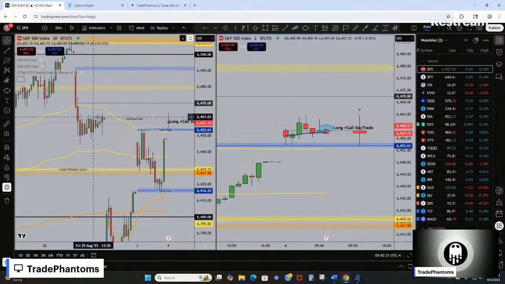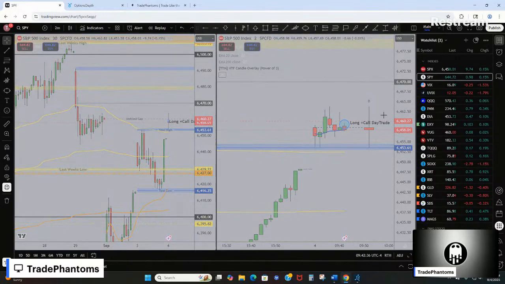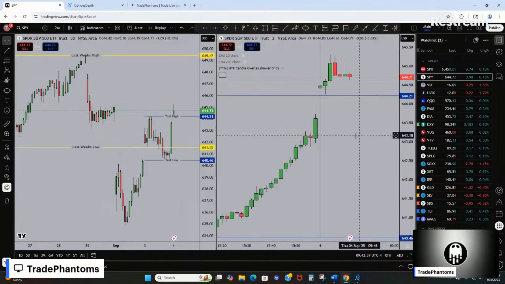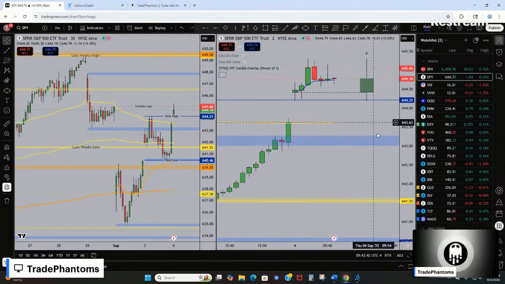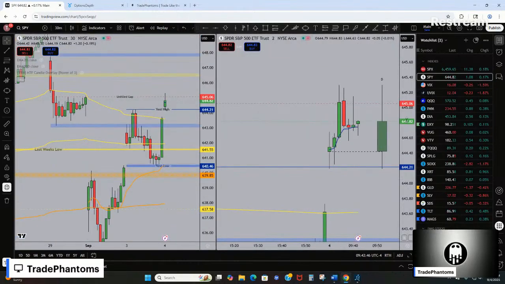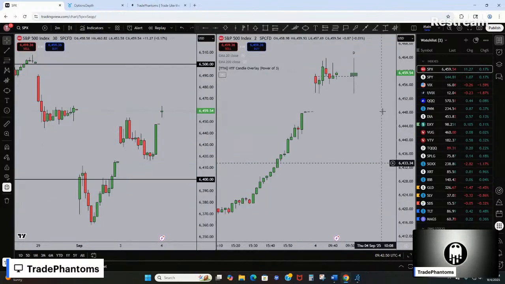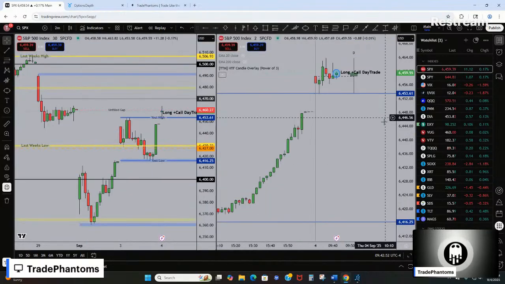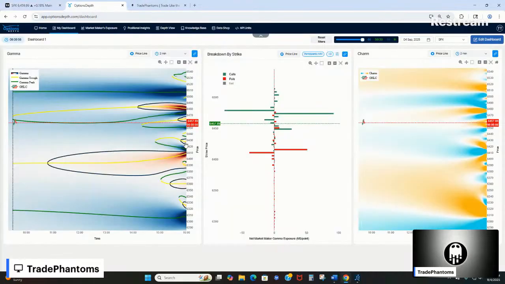Look at this junk here. Gap fill. Yep, we got a couple news hits coming. Thank you, chat. Keeping us lined up. Small positive gamma node. What did I say? 50 handle. Little baby one.